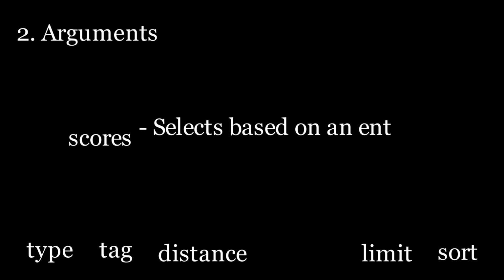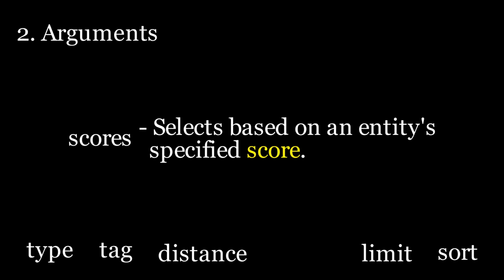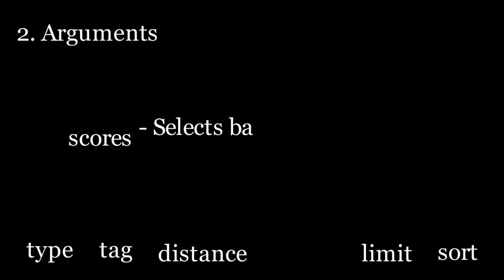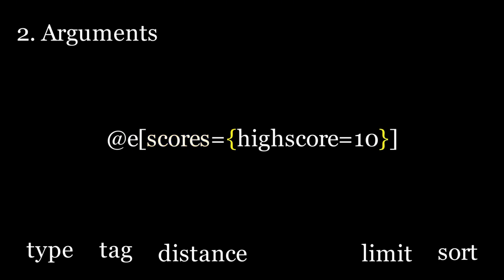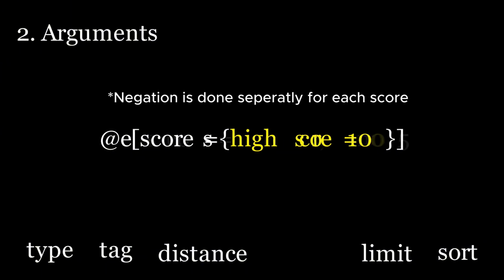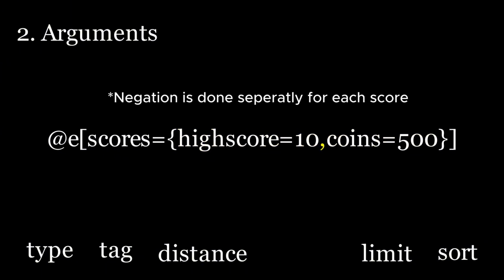Scores looks for a target with a specified score. If you are not sure what a score or scoreboard is, a tutorial is linked in the description. To use this, put curly brackets after the equal sign and put a scoreboard with an equal sign and a value. To add multiple scoreboards, separate each one with a comma.